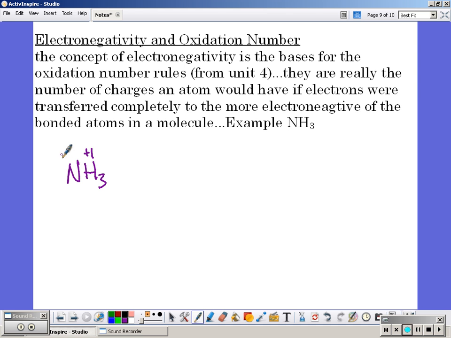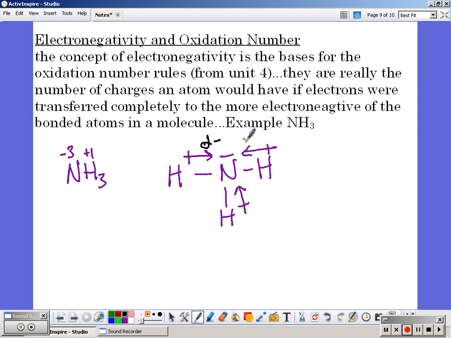Well, if we look at the structure of NH3, nitrogen, being more electronegative, is going to attract the electron from hydrogen more often. So that means my nitrogen would have a partial negative coming from each of the bonds. So that's partial 3 negative, so that's why it's a -3 oxidation number. Each of my hydrogens then would have a partial positive value. So that's why each of my hydrogens is a +1.